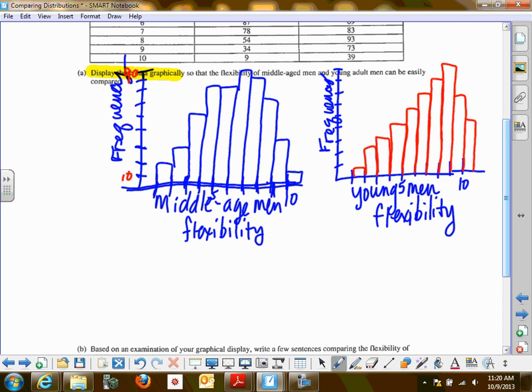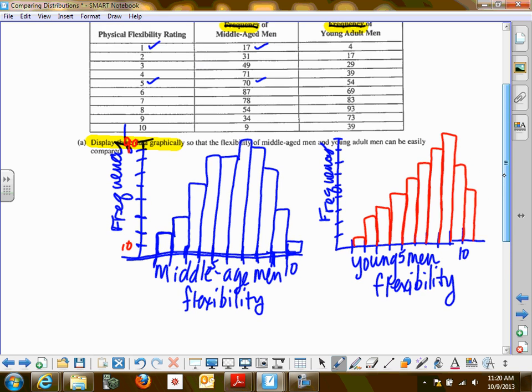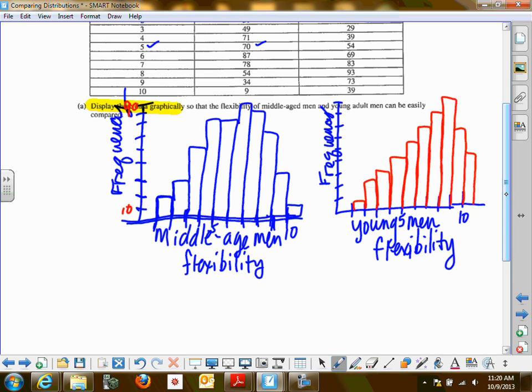And so then this number is 17, so I made it go up to about 17. This number was, I think, 29, so 31. So this number was 31, and so on. So then I put those bars up to the appropriate frequency.